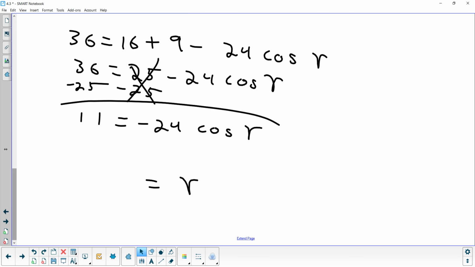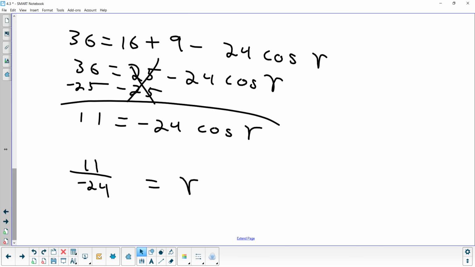Vivian, what's my next step? You're going to divide both sides by negative 24. So I divide by negative 24. And what would be my last step? I guess you just have to calculate it out. We do, but we don't want to type in 11 divided by negative 24. That's not the answer. We have to plug that into something.